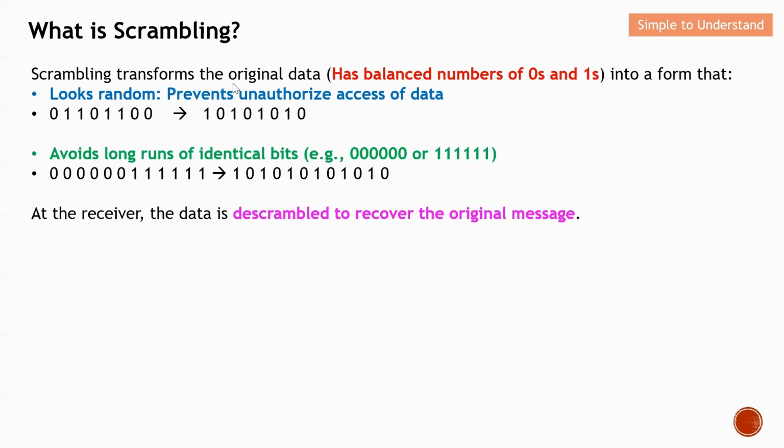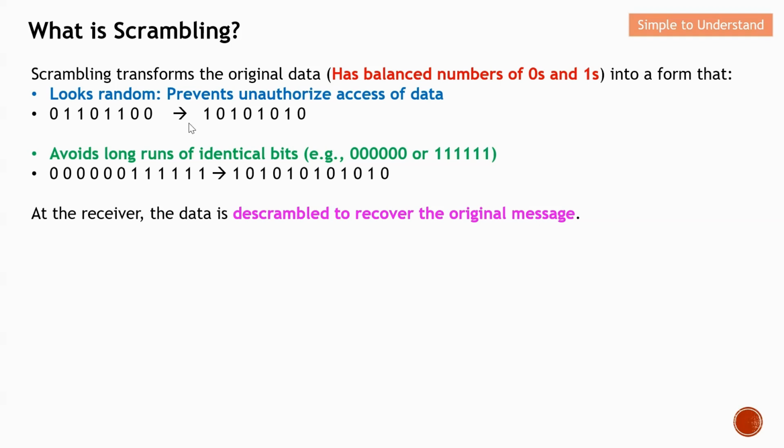The first one is that it can prevent unauthorized access of data. If you still remember what scrambling does, this is the original data. After scrambling, it changes to another set of data. You can see that these two sets of data are not identical. Therefore, if an unauthorized user gets the scrambled data, they will not have any means to convert it back to the original data. With this, scrambling helps prevent unauthorized access of data. So this is the first use of scrambling.